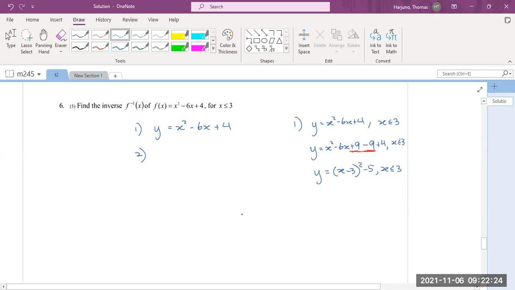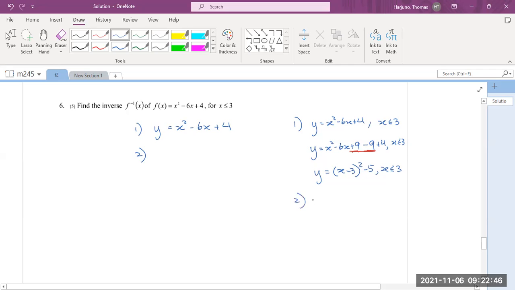If you think about it, the graph has vertex at (3, negative 5), but you only have the left branch. It's supposed to look like this, right? But you take only the branch on the left. If you take only the branch on the left-hand side, then the graph becomes one-to-one.